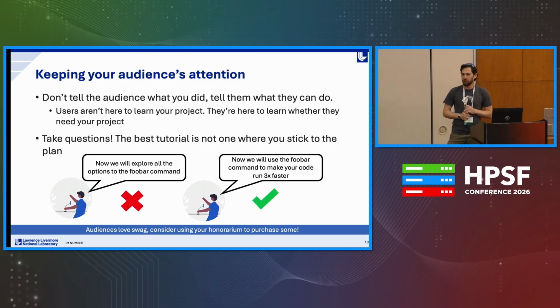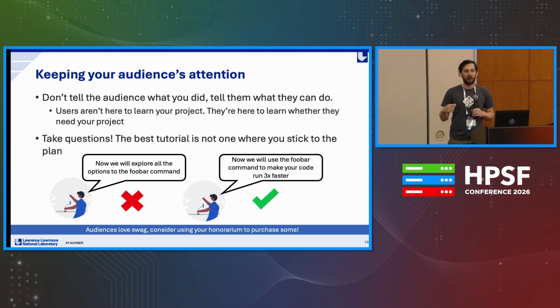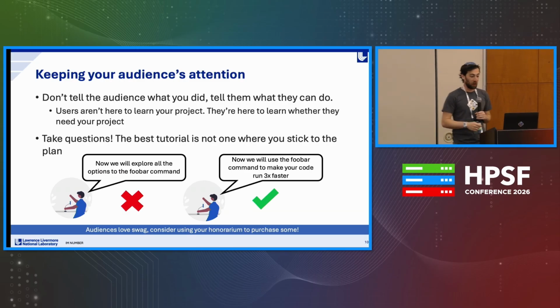Also, for keeping people's attention, swag is really useful. We have repurposed tutorial honoraria as a way of getting t-shirts, this one included. And that seems to actually keep people's attention over lunch because they want to come back and get the t-shirt. So whatever works.